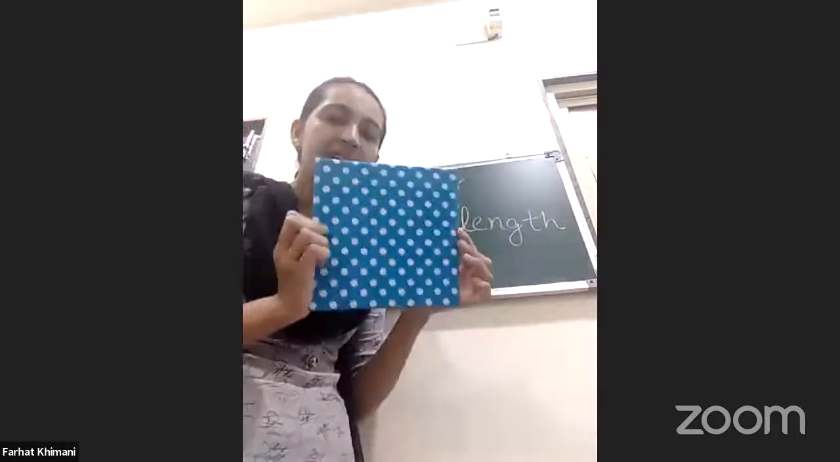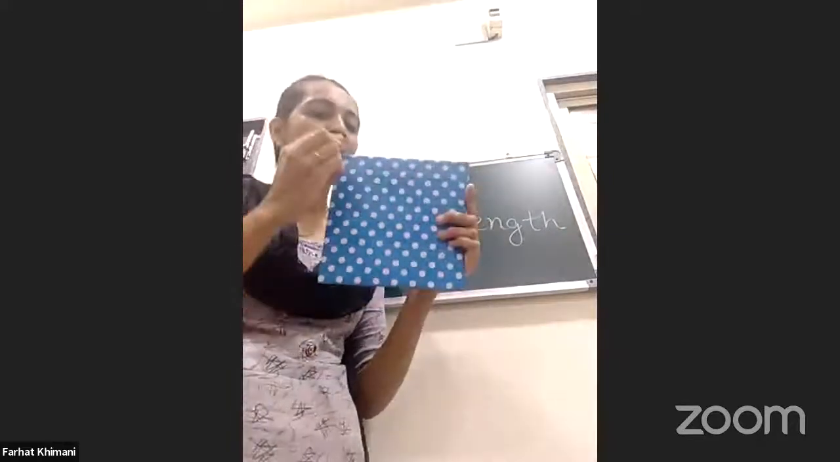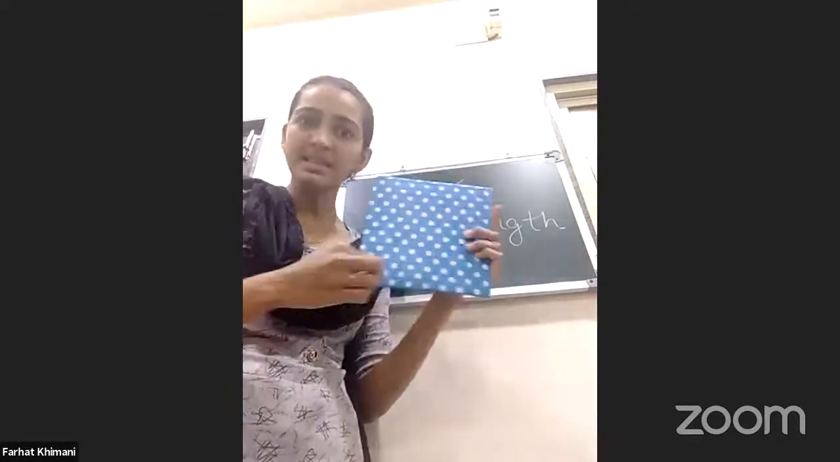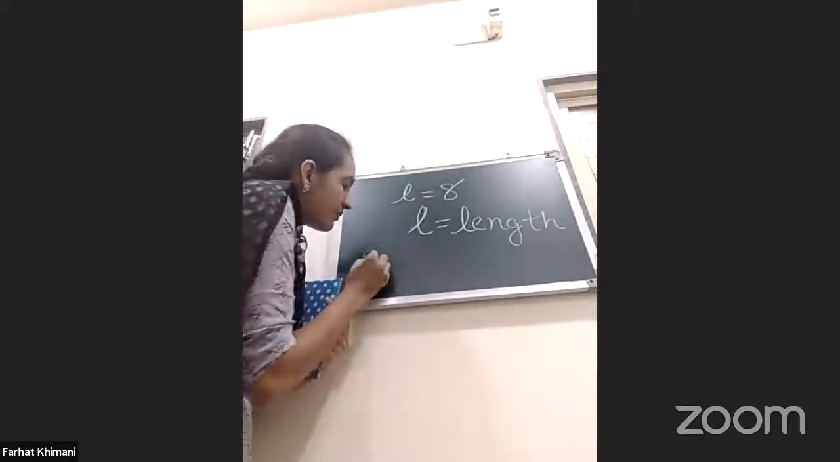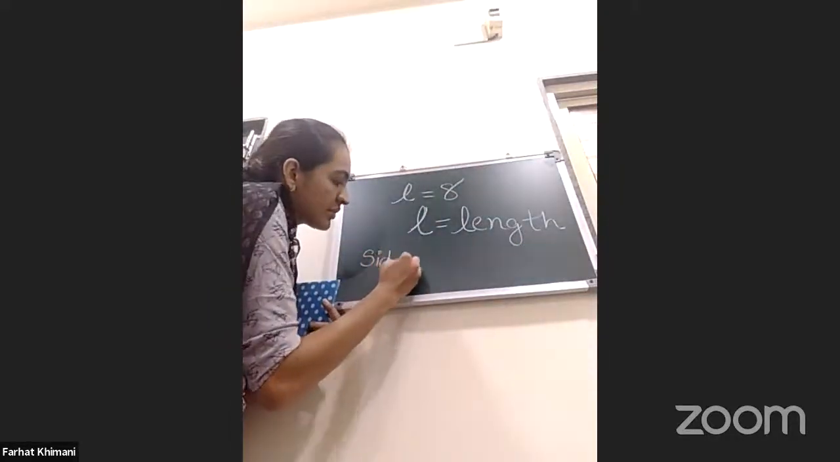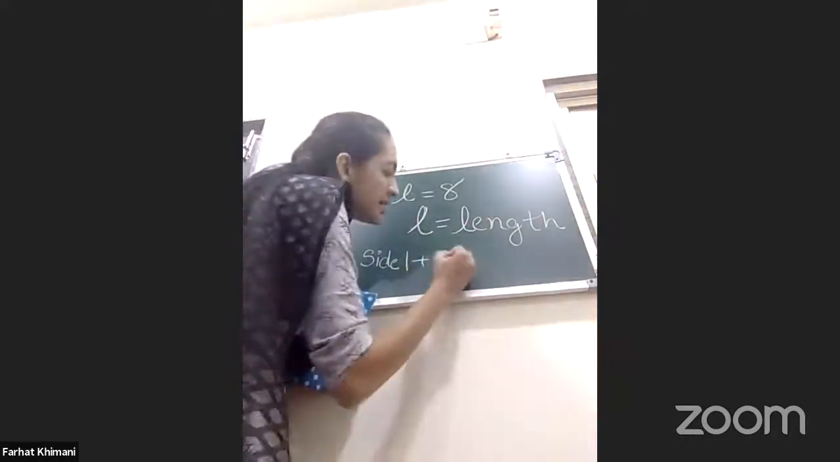So how do we find the perimeter of a square? We add all the four sides one by one. This is the first side, side 1 plus side 2.